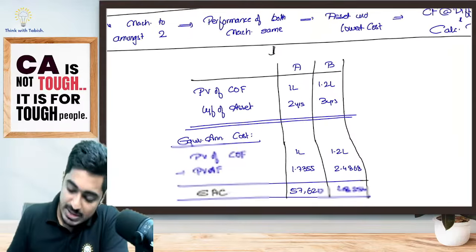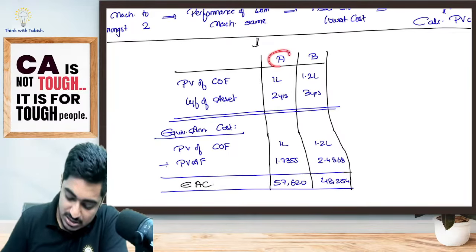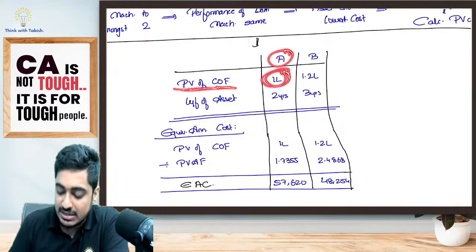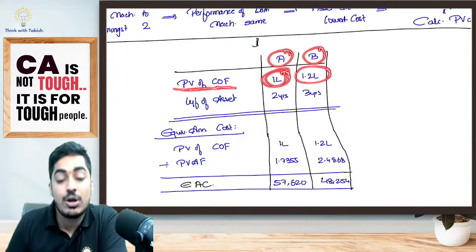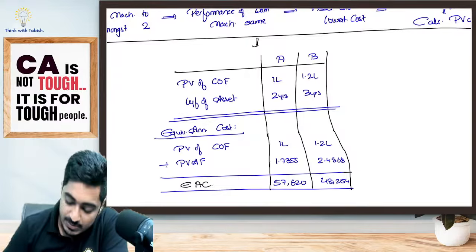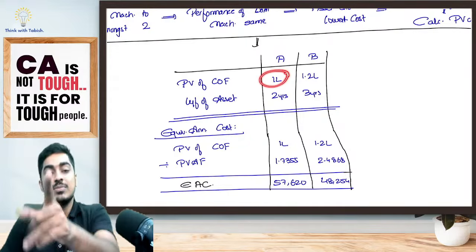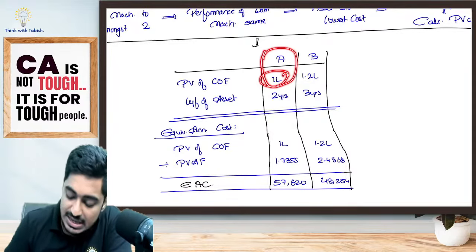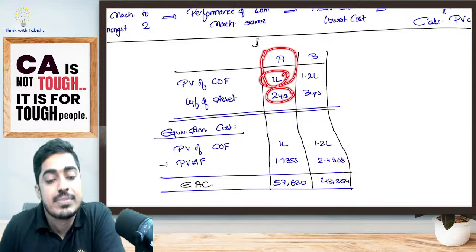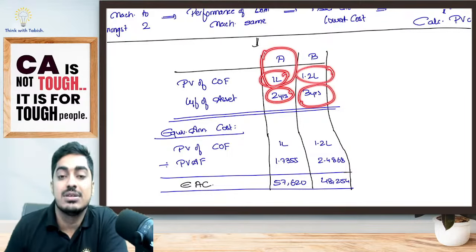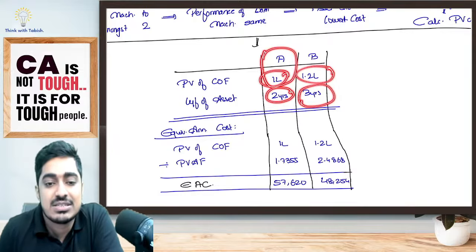So imagine two machines were there. For machine A, the present value of all cash outflow is 1 lakh. For machine B, the present value of all cash outflow is 1,20,000. Where is the present value of cash outflow minimum? Machine A. So I'll say go for machine A. But wait. If I purchase machine A, I can use it for 2 years only. For machine B, I am incurring 1,20,000, but I can use it for 3 years. Which machine should I purchase?